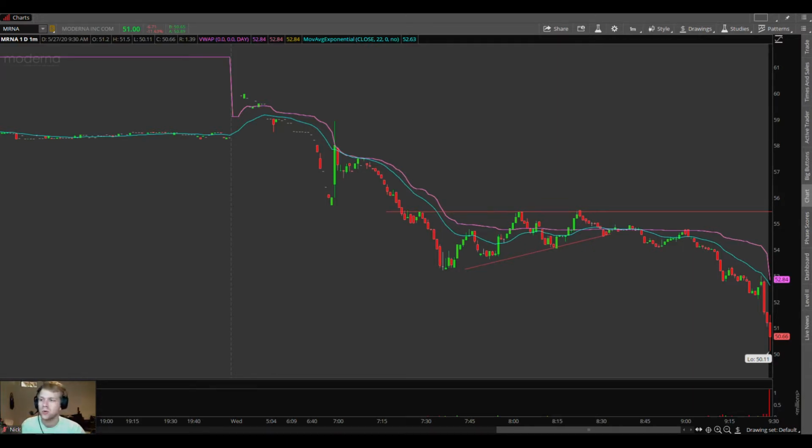But the pink line is what you want to see. That's volume weighted average price. And so as we're trading, we're moving down a little bit. VWAP's coming down as volume continues. Let's fast forward a little bit so it moves a little faster here.